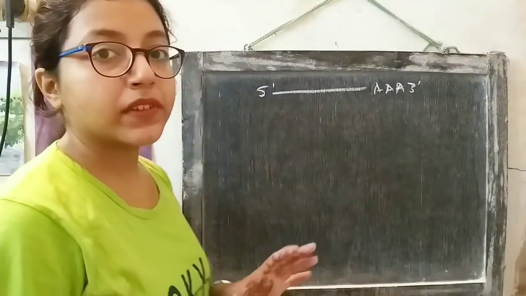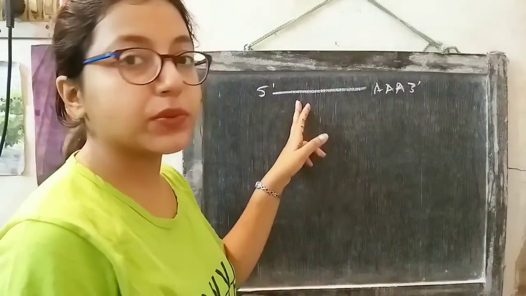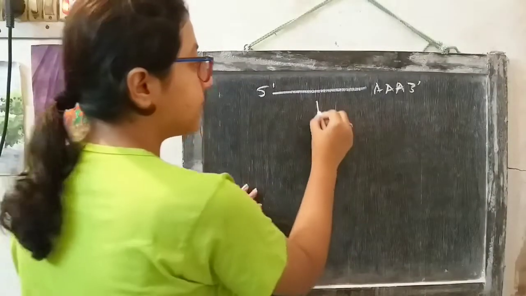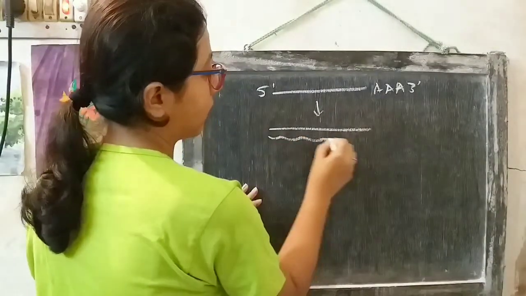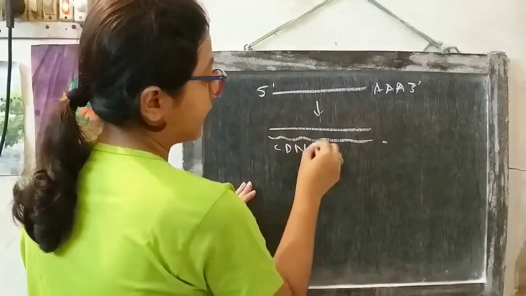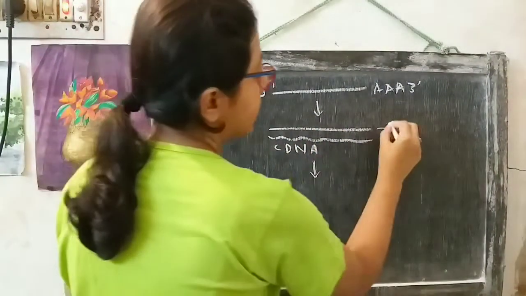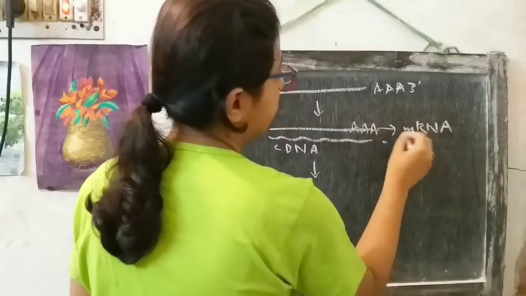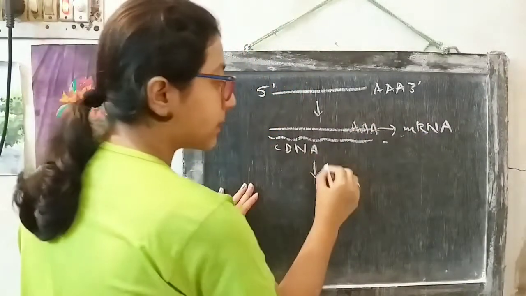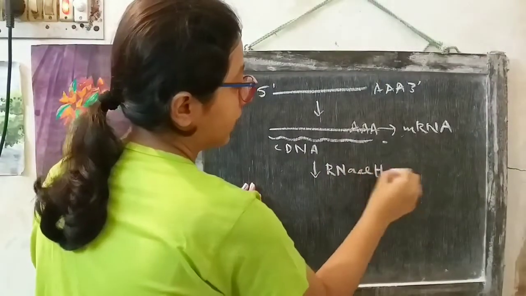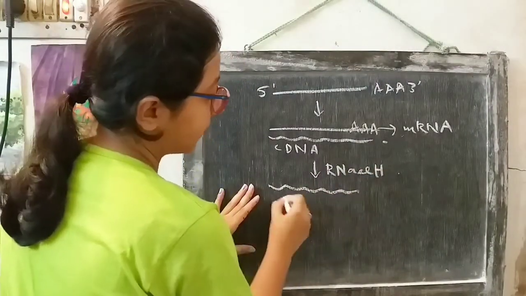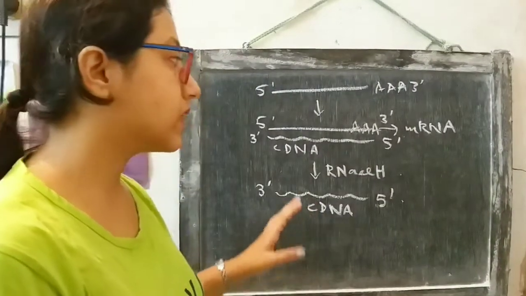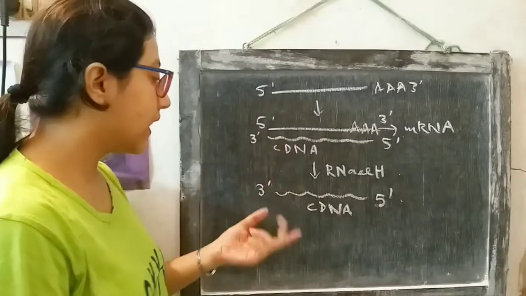The starting material for cDNA library preparation is the eukaryotic mRNA. This mRNA is first converted into complementary DNA. This mRNA will be degraded in the next step by RNase H, so only the cDNA will be left behind. So this is the cDNA that will be left behind after the degradation of the eukaryotic mRNA.